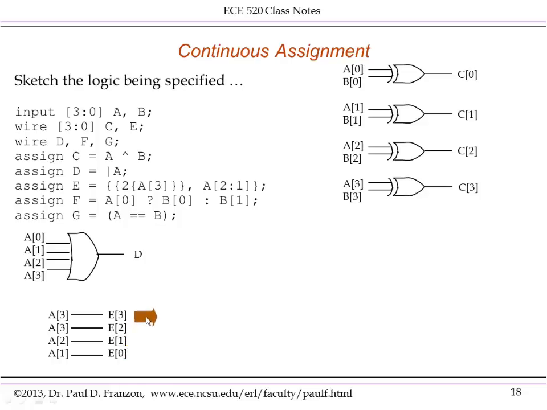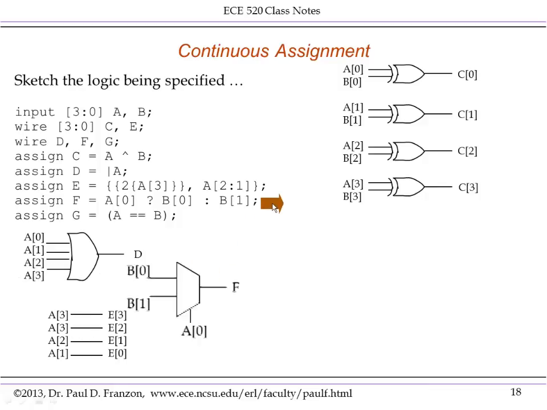By the way, what is this equivalent to? An arithmetic shift, because of the replication of A3. So this is equivalent to an arithmetic shift to the right, and actually is how arithmetic shifts were done before Verilog 2001.